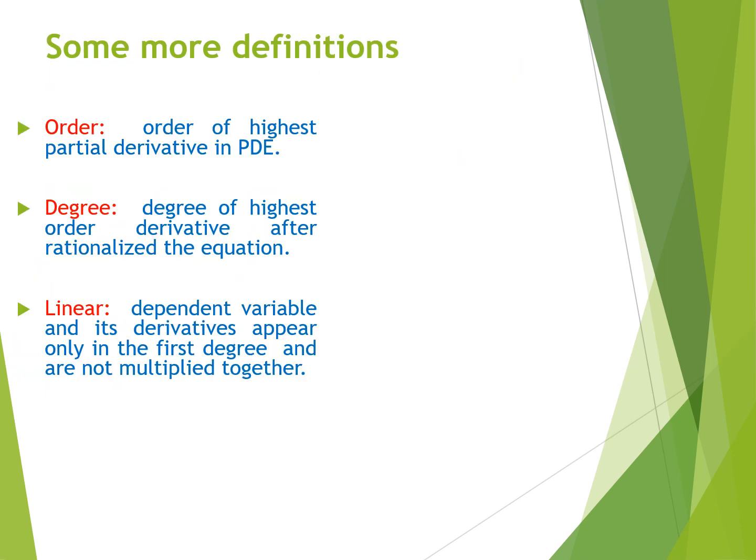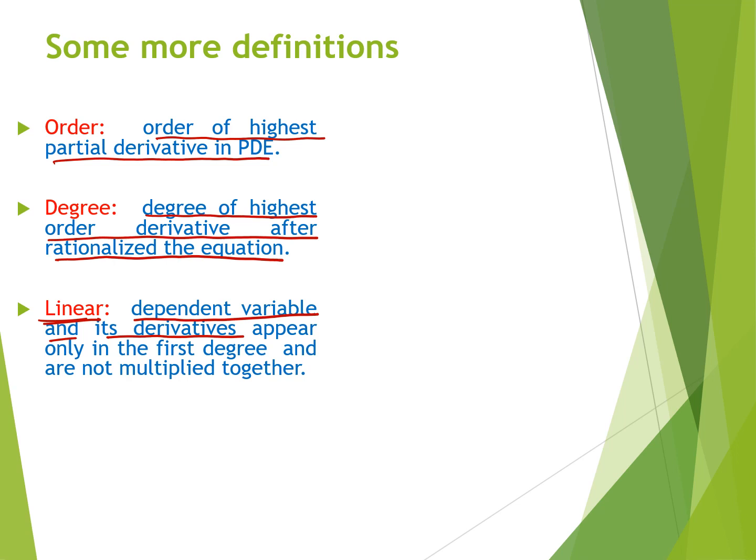Now, some of the common definitions for partial differential equations. Order: the order of the highest partial derivative is the order of the partial differential equation. Degree: the degree of the highest order derivative after rationalizing the equation is called the degree of the partial differential equation. Similarly, a linear differential equation means the dependent variable and its derivatives appear only in the first degree and there is no multiplication term in that equation.